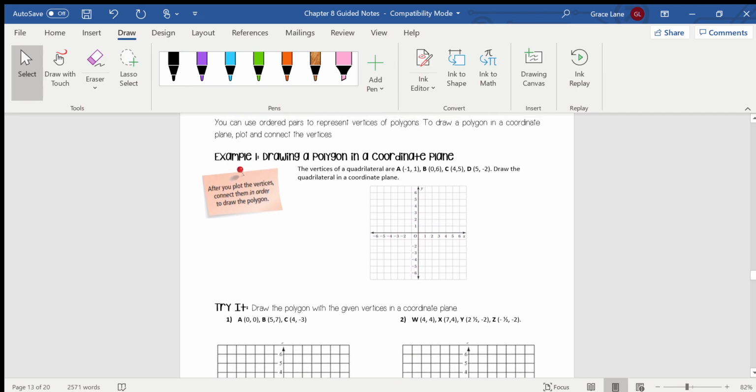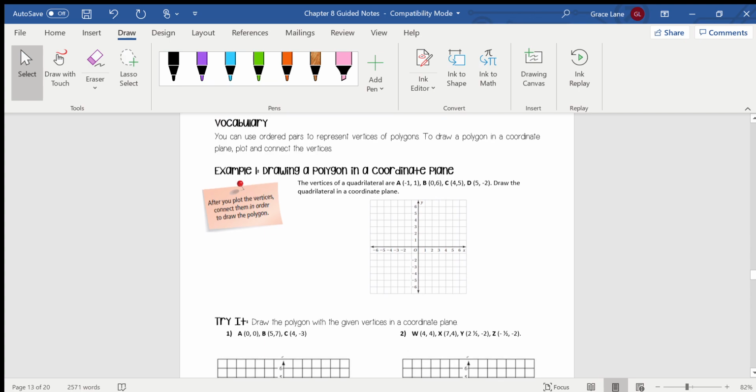Okay, the first thing that we are going to be doing is just practicing again plotting points and creating polygons or different shapes. So it says you can use ordered pairs to represent vertices, which are the corners of polygons. To draw a polygon in a coordinate plane, plot and connect the vertices. It says after you plot the vertices, connect them in order to draw the polygon. So it gives you the points.